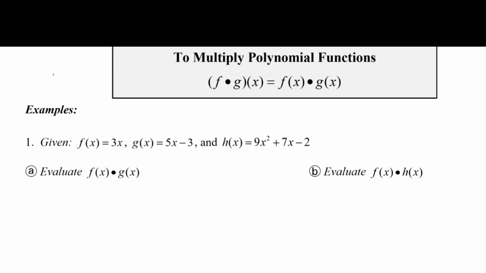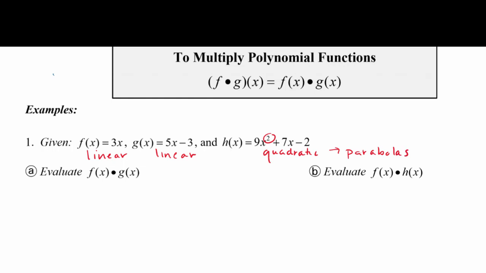So notice that in our example 1 here, we have given f of x equals 3x, so you should be recognizing that as a linear function. Let's just remind ourselves of that. So that's a linear function, that's a line. We did some work with lines. And g of x equals 5x minus 3, there's another linear function. Okay, and then h of x, which is 9x squared plus 7x minus 2, this one's quadratic. It's got a degree 2, as you know, because of the x squared. And those are the ones whose graphs are going to be parabolas. We're going to be doing more work on that in a future chapter.